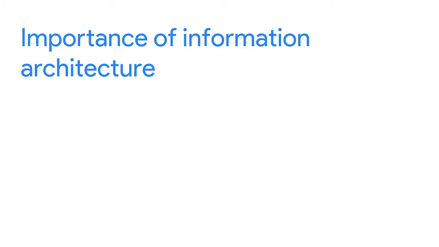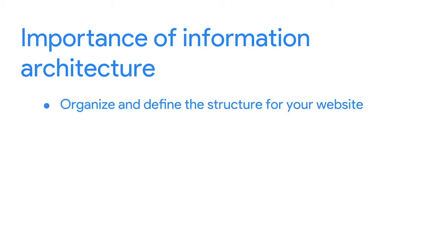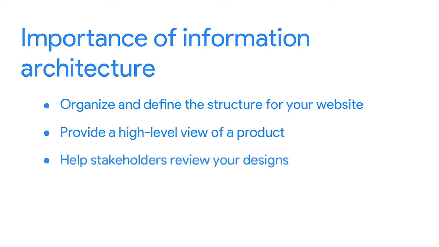So why is creating information architecture an important part of UX design? First, IA can organize and define the structure for your website. An organized website is easy to navigate. Also, IA can provide a high-level view of a product. Understanding how the elements of a website fit together and relate to each other can improve your design process. In addition, IA helps stakeholders review your designs. Stakeholders can evaluate whether the content in the site or the app is the correct type of content and if it's placed in the appropriate places to help achieve business or product goals.